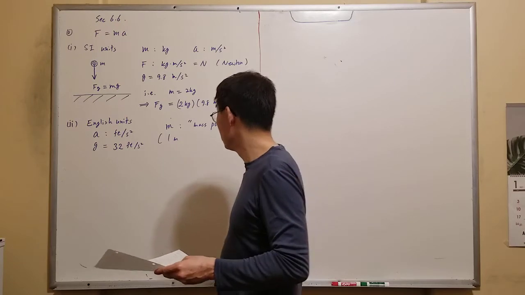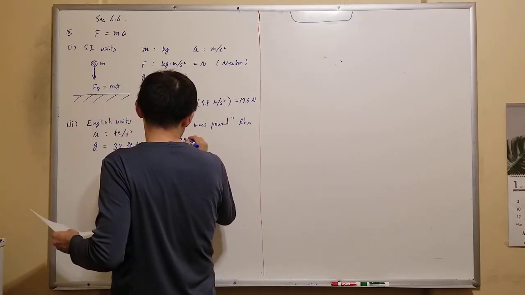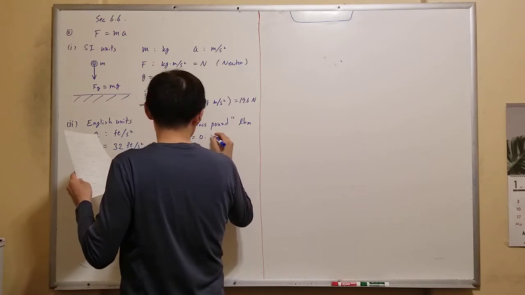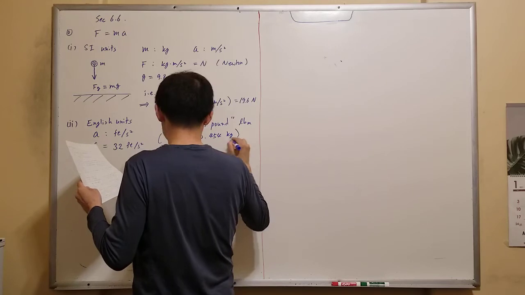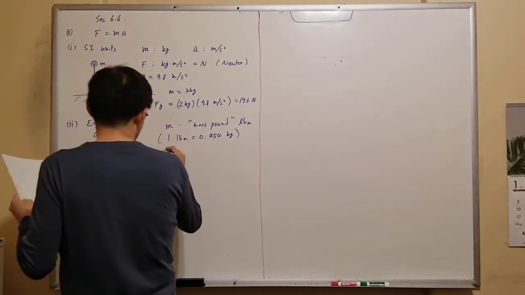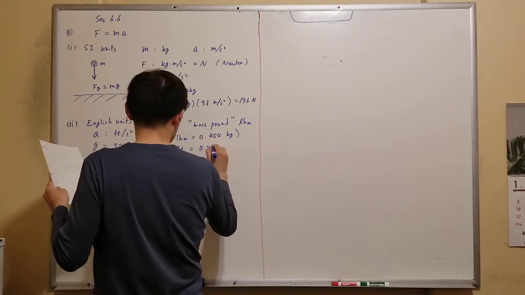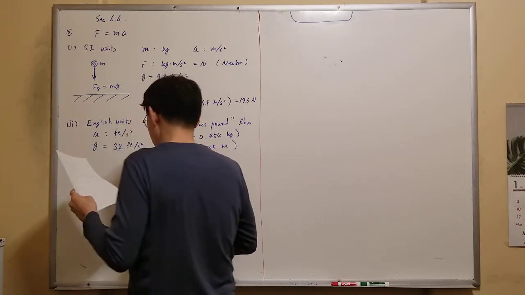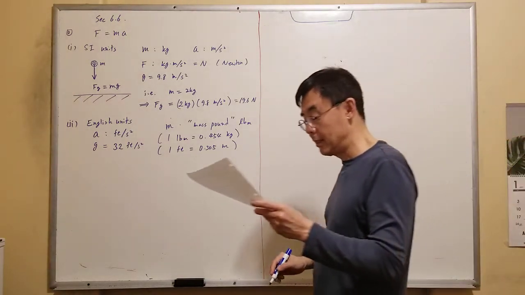1 mass pound is about 0.454 kilogram. And 1 foot is about 0.305 meter, 30.5 centimeter.